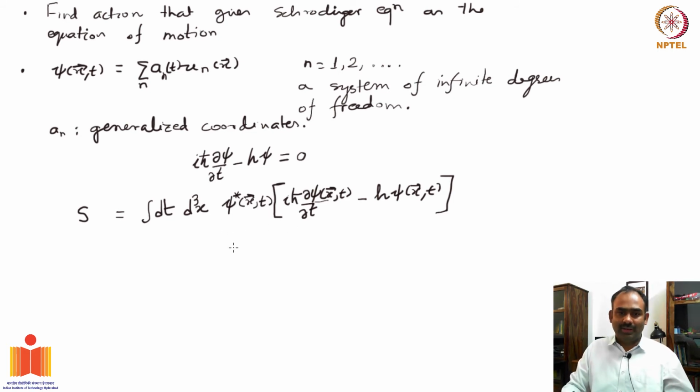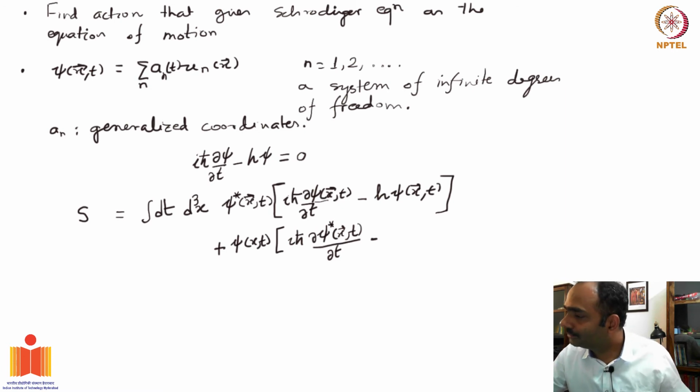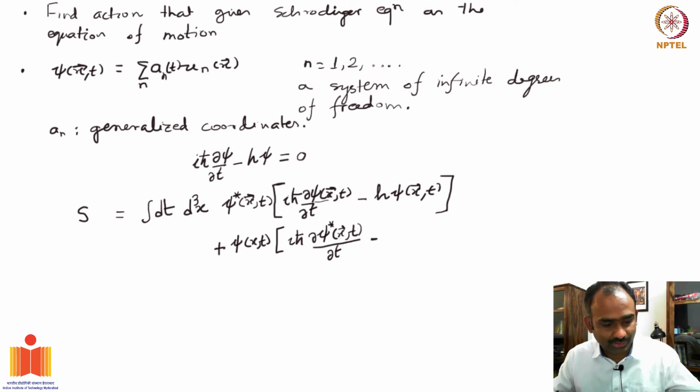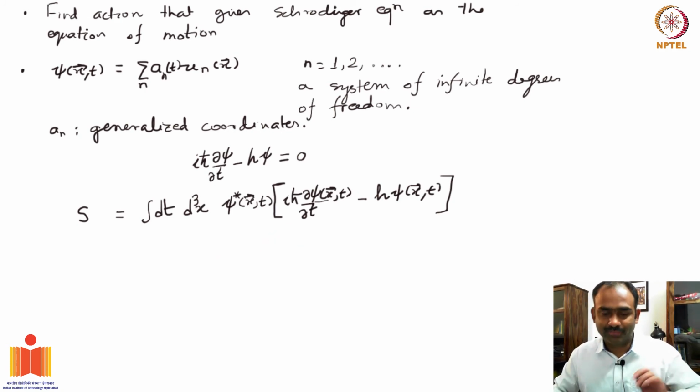Okay, plus psi(x,t) times i h bar del psi(x,t) over del t, minus... that's why I was feeling strange, what am I doing? Okay, so here is your action. Now you can see why I have constructed it this way.